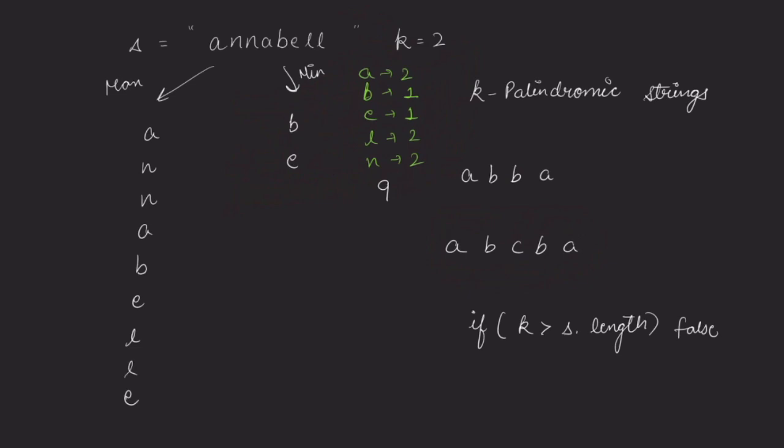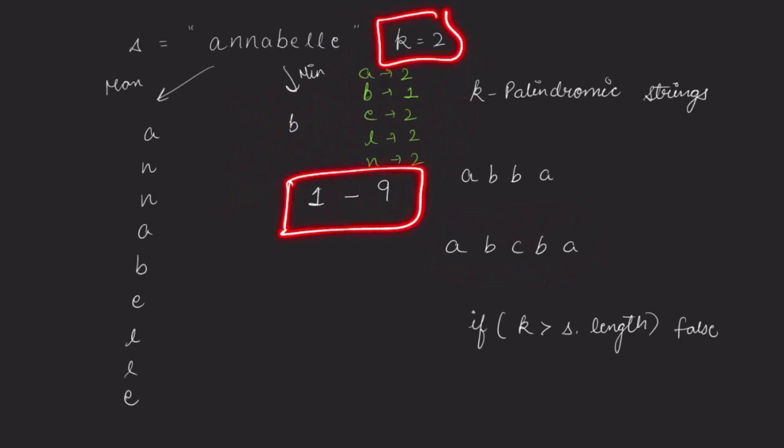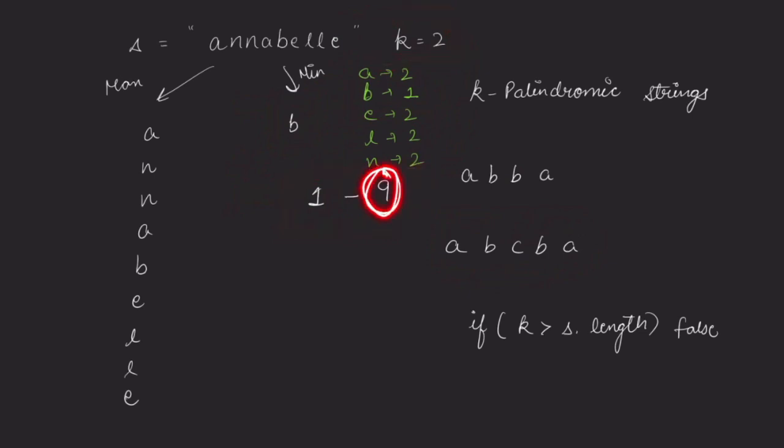So if we change this string back, E was appearing 2 times, right? So here we are having only one character with odd frequency, right? So basically, 1 is the minimum number of palindromic strings that we can have. 9 was the maximum, and 1 is the minimum. So basically, we can have a minimum of 1 palindromic string and a maximum of 9 palindromic strings. Basically, our k has to lie within this range for the answer to be true. If k is greater than 9, it is false. If it is less than 1, then also it is false, right?